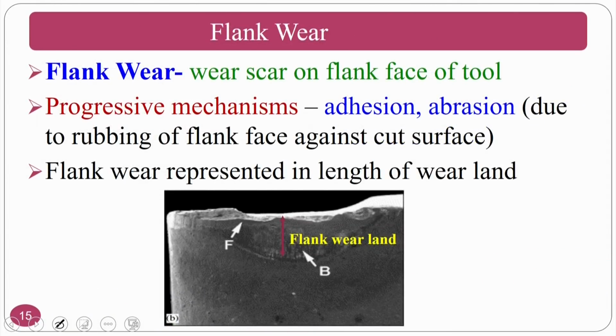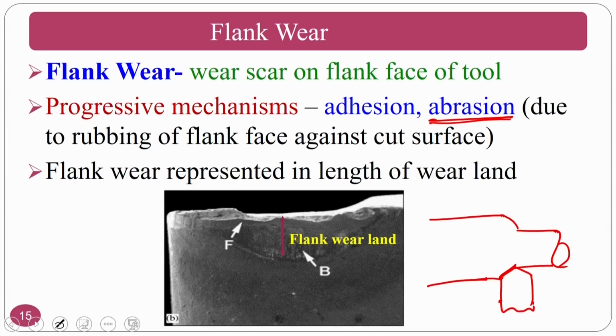So, the other one is the flank wear. The wear scar on the flank face of the cutting tool, this is also progressive wear, but here the basic mechanism is abrasion. Okay. So, because the workpiece or the machined workpiece is in contact with the flank face. Okay. So, if you see the workpiece, normally the rubbing action takes place on the flank face of the tool. Rubbing action takes place here, because of which there is a flank wear land. Okay. The dominant mechanism is abrasion.